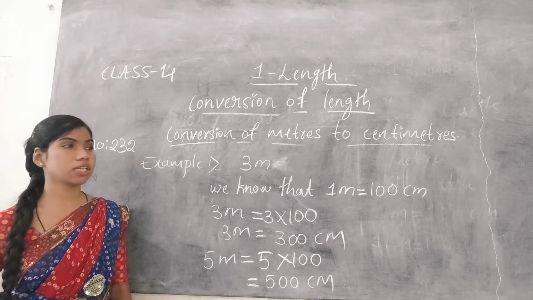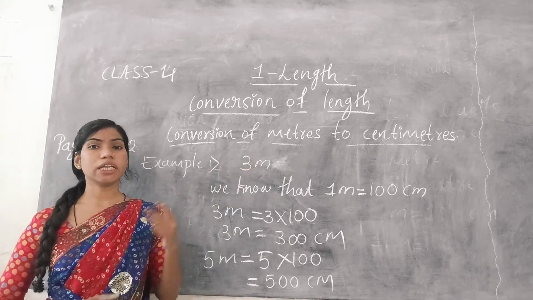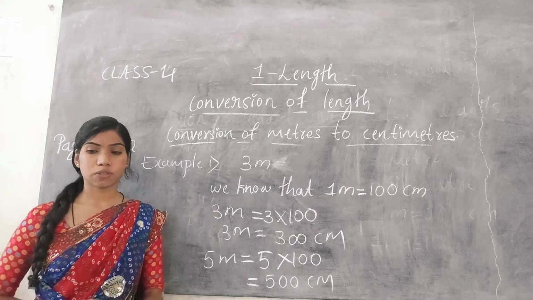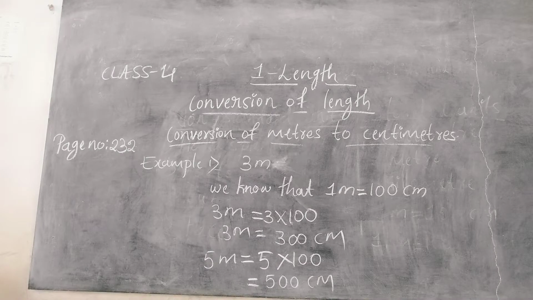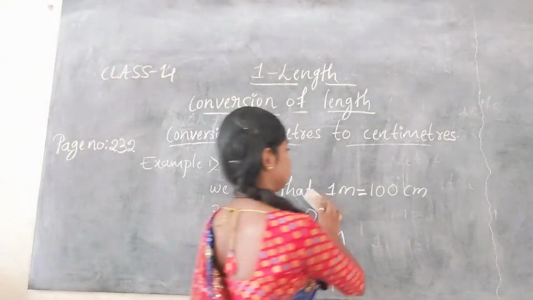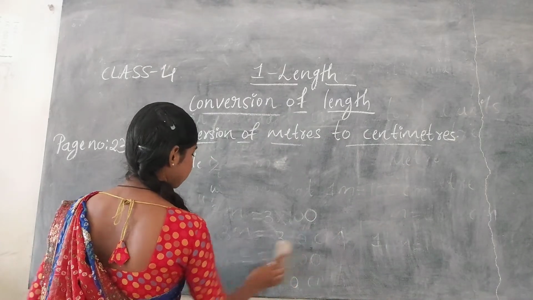So remember one thing: to convert the meters to centimeter, we need to multiply the meter number by 100. Okay? And take one more example.